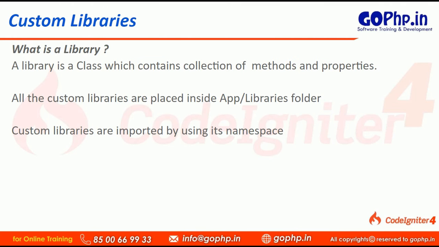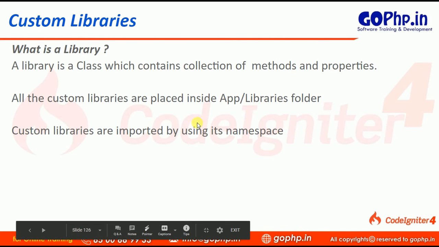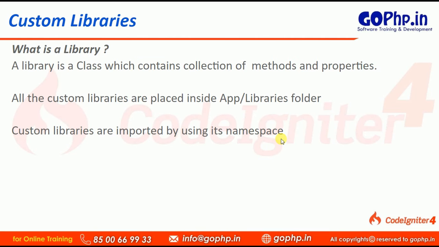All the custom libraries which we are going to create should be placed in the app libraries folder. And custom libraries are imported by using their namespace, guys. The namespace is very important. I will show you how we can create a custom library, and how, inside that custom library, we can access the built-in libraries. There is a big question.